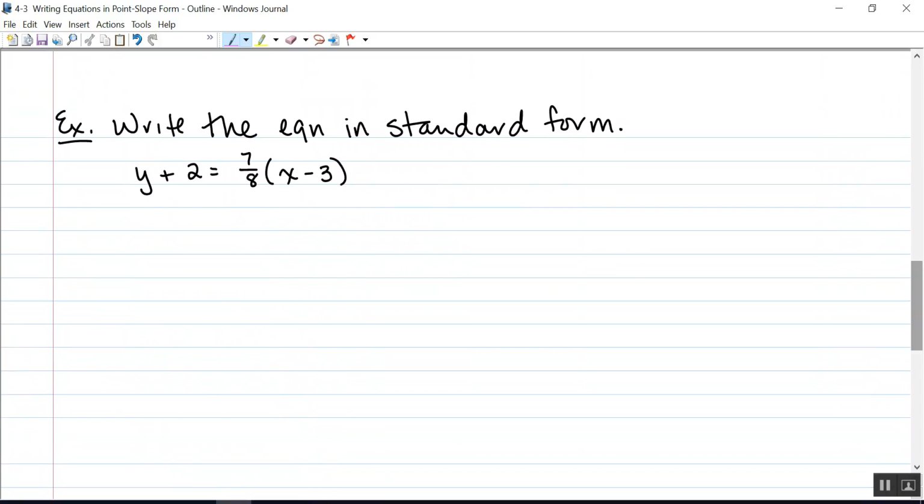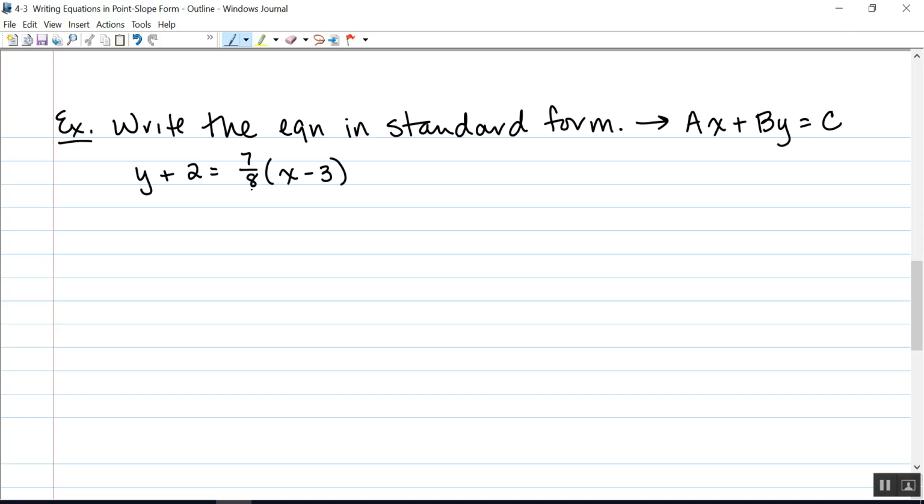This one says write the equation of this line in standard form. You'll notice that it's written in point-slope form. The slope is 7/8, and the point that it goes through is 3, -2. Notice they're kind of opposites of each other, what might seem to be opposites. But I need to turn this into standard form. Recall that standard form is ax plus by equals c, where a, b, and c are integers, that is, they're not fractions or decimals, and a has to be a positive number.